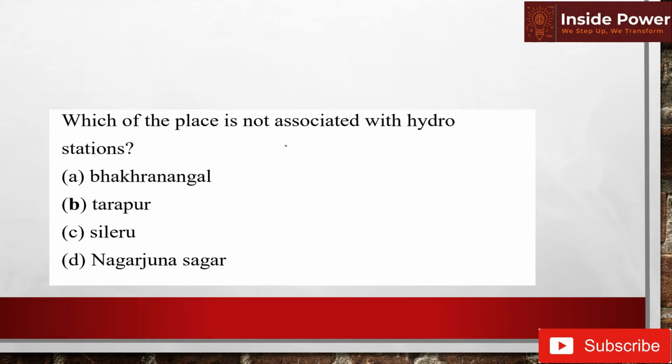Which of the places is not associated with a hydro station? Bhakra Nangal, yes, it is a hydro power plant. Then Tarapur, no, Tarapur is situated at Mumbai, and it's a nuclear power station. Otherwise Nagarjuna Sagar and Sileru are associated with hydropower plants.